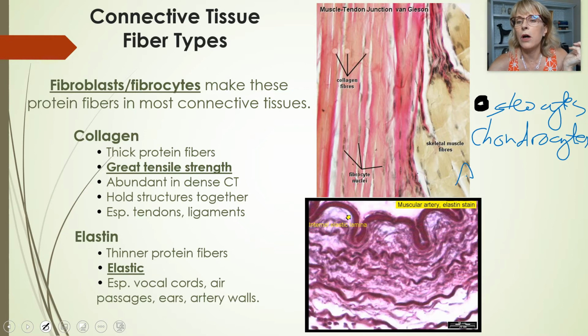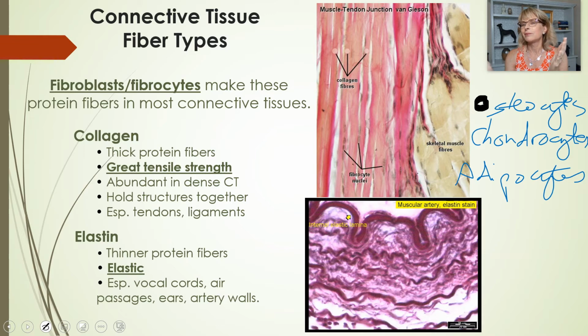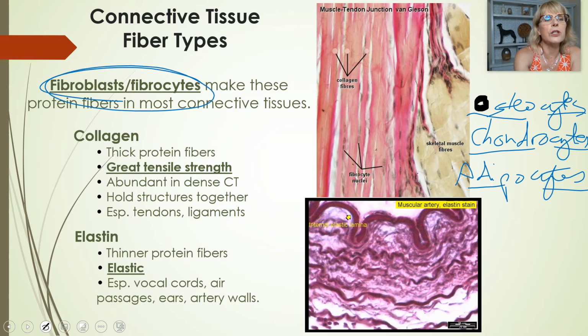In fat, they are called adipocytes. Right? So very often the cells are named just, you know what, this is just Latin for bone cell, cartilage cell, fat cell. Kind of a cheat if you know Latin. But anyway, sometimes they're just known as fibroblasts and fibrocytes, and you don't have to know the difference between those two from my course, AP 120.